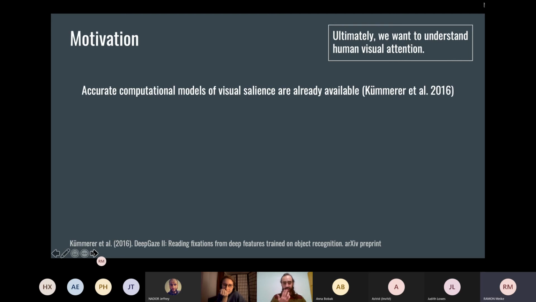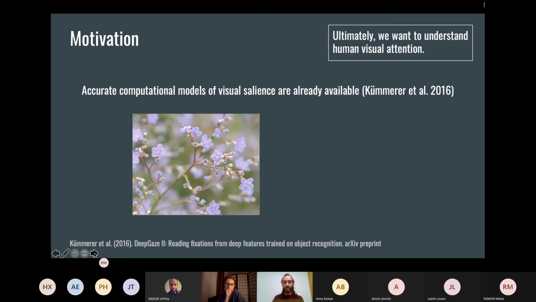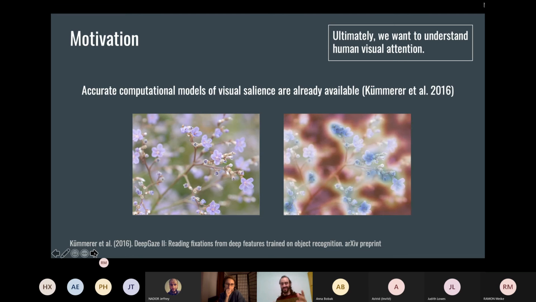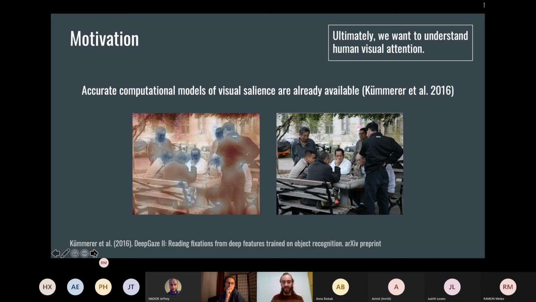Works, yeah. So like I said, in the last few years, we already have very accurate models of computational visual salience. Next slide. And what this means is that given one image, next slide, we can have a global salience map of these images. And I have a few more slides showing more examples. You can go through them. This would be another example.